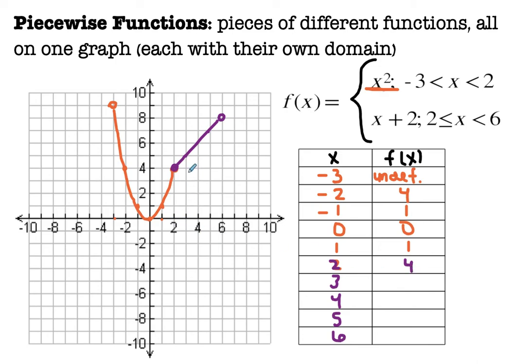If I go to 3 and go up, that's going to be at 5. If I go to 4 and go up, that's going to be at 6. If I go to 5 and go up, that's at 7. But notice what happens when I go to 6. I hit an open circle. So remember we said that x is less than 6. It doesn't include 6. So again, this is going to be undefined.